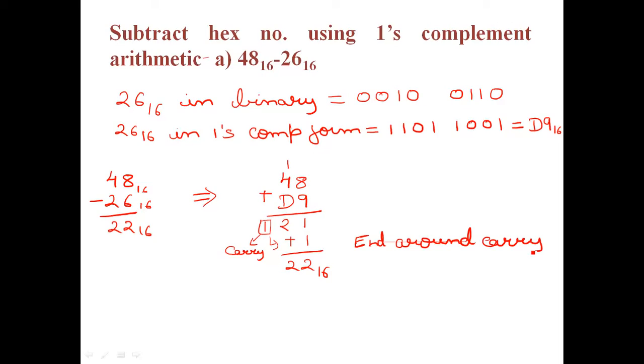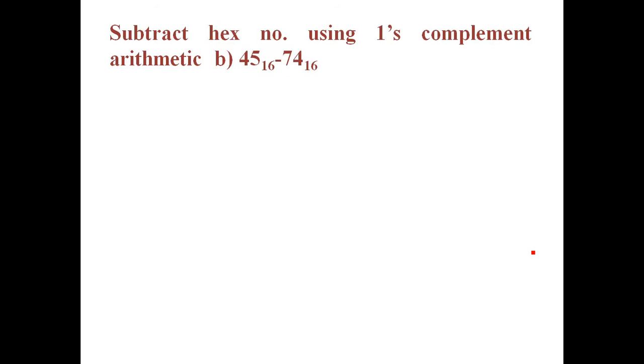Let us take one more example. We have to subtract 74 from 45. So again, we will take the 1's complement of the subtrahend, that is 74, and express it in hex, and then we will add it to the minuend, that is 45.